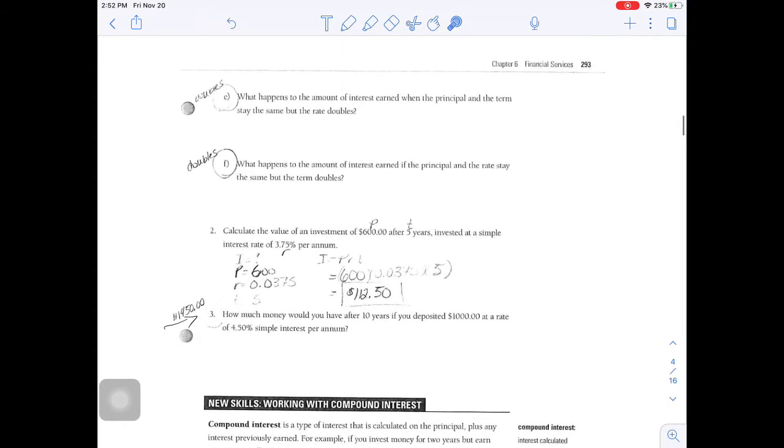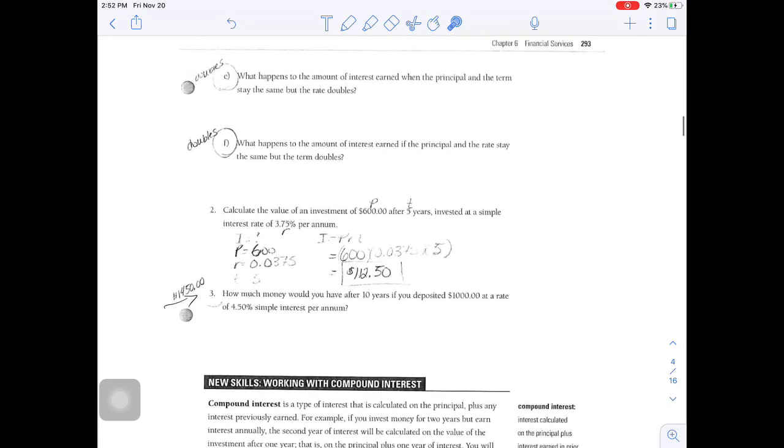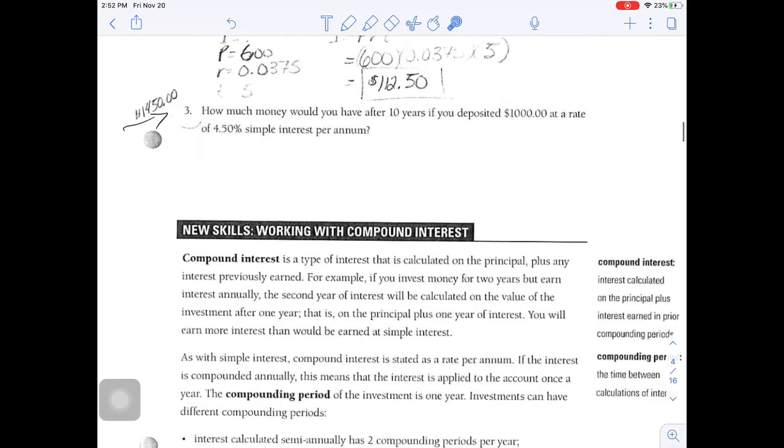Okay, so I'm going to give question 3 out here. How much money will you have after 10 years if you deposit $1,000 at a rate of 4.5% simple interest per annum? So remember, this means every year you grow by 4.5%. So let's check this out.